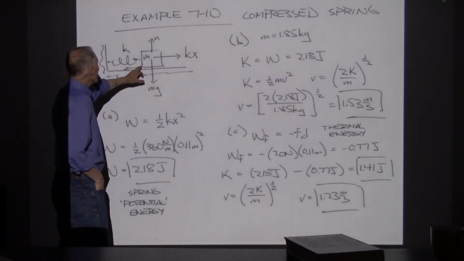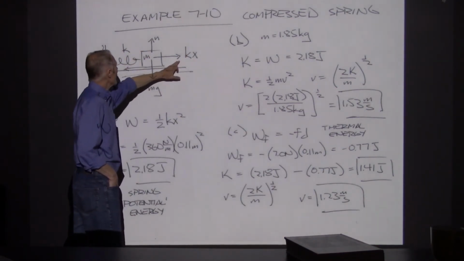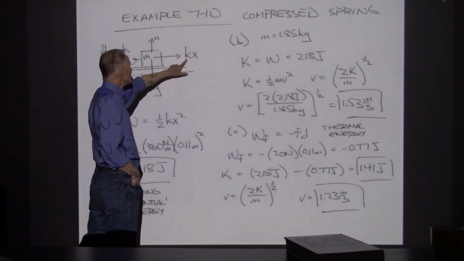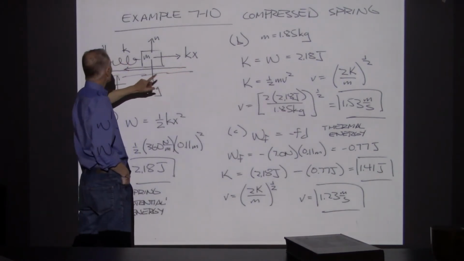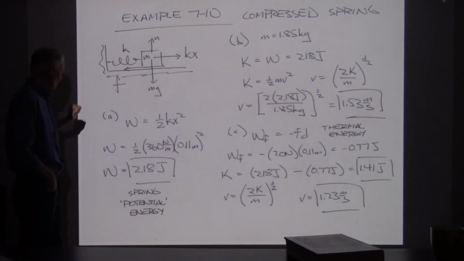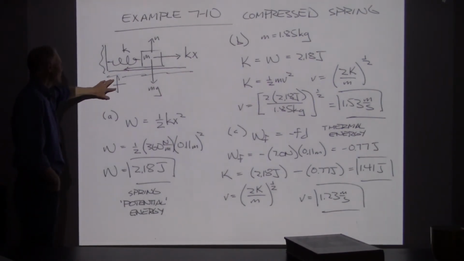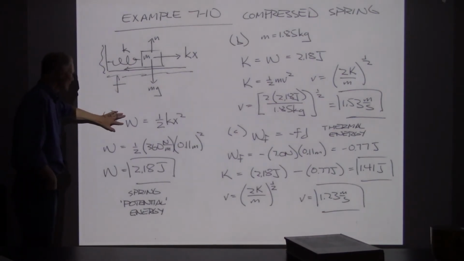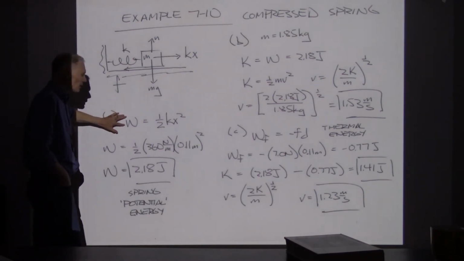So here's the block. Here are all the forces drawn in. Now notice I'm just going to draw this as kx. Okay, so here is the spring. It's been compressed. I'm going to do part A first. So I did put the frictional force in here. Let's just calculate how much work is going to be required.